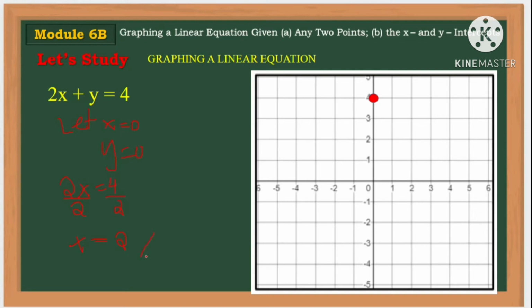So, this means the point is 2, 0. Okay, sorry, 2, 0. So, let's locate 2, 0. So x is 2, like an x-intercept also. So, this is the 2. Okay. So, then, let's draw a line. Okay. There. Our linear equation 2x plus y is equal to 4, this is its graph.